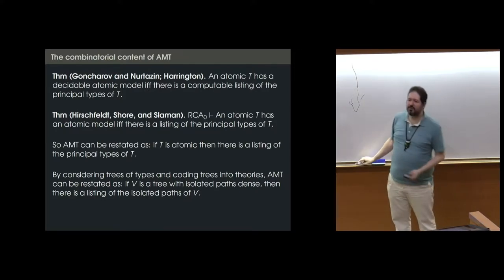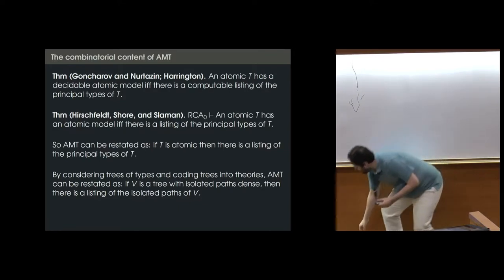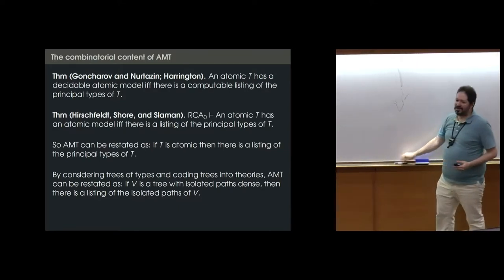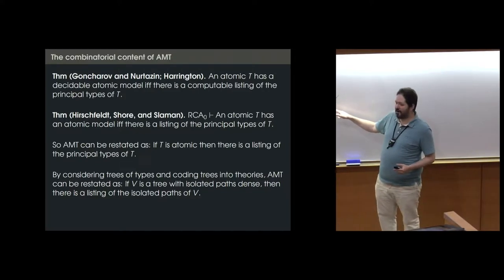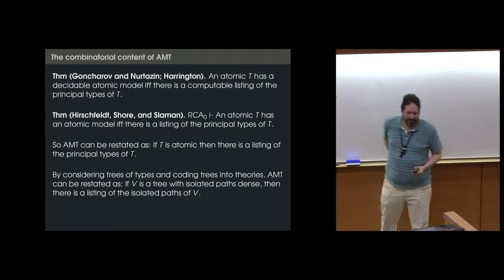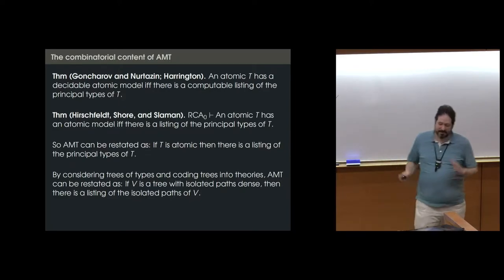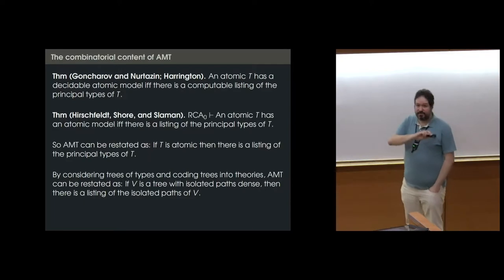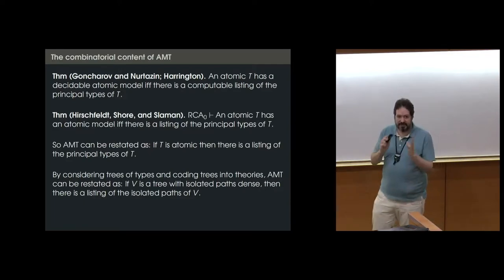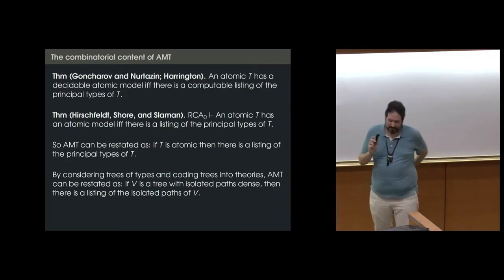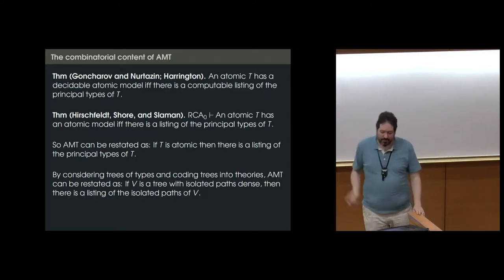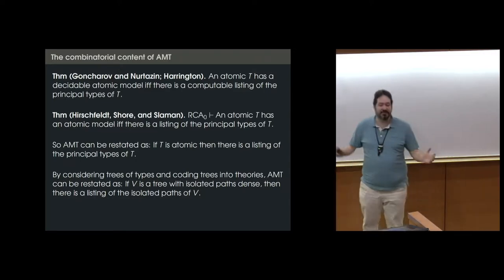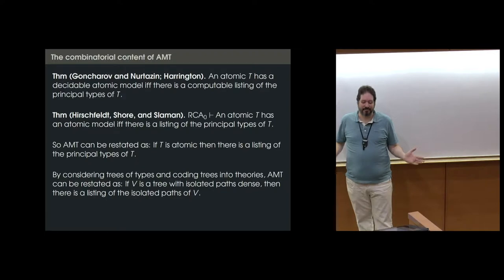You could also go the other way. If I give you a tree with no dead ends, you can build a theory whose types correspond exactly to the paths of the tree. It's not hard. Just think of a language with infinitely many unary predicates, and this says U0 or not U0, U1 or not U1, and you can build it that way. So by considering trees of types and coding trees in theories in the other direction, you can restate AMT removing entirely the model theory and just seeing how it really is a combinatorial principle. If T is a tree with isolated paths dense, then there's a listing of the isolated paths of T.